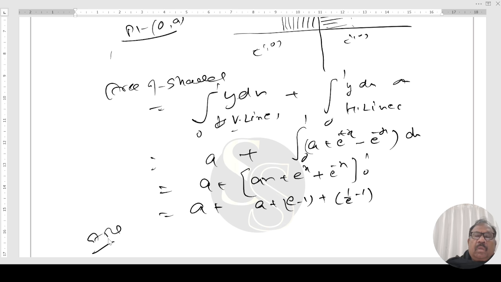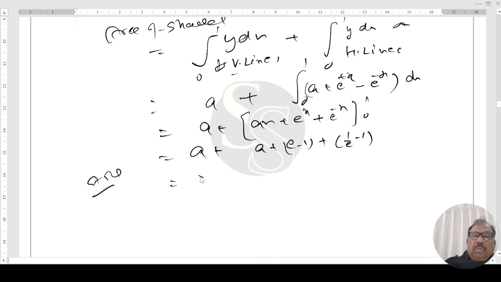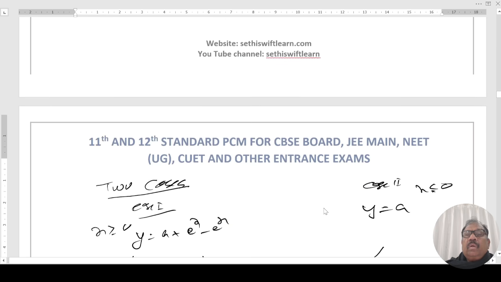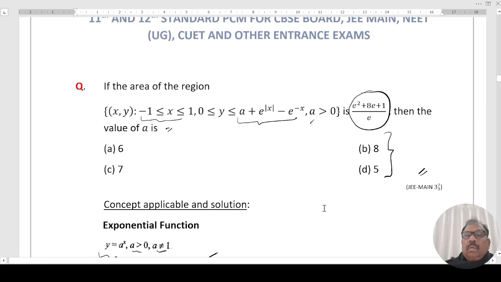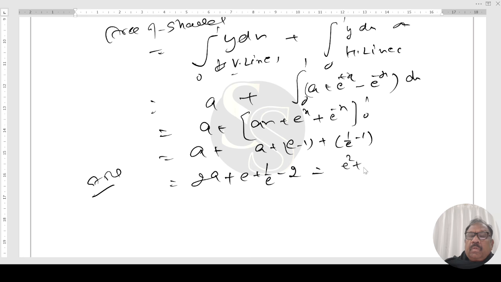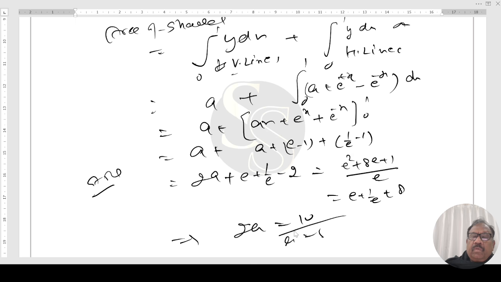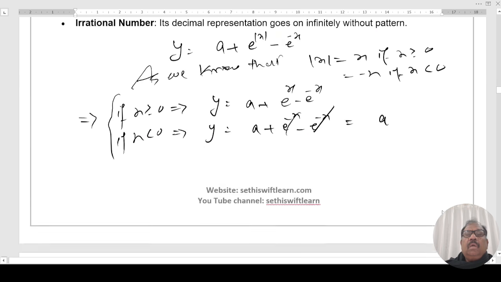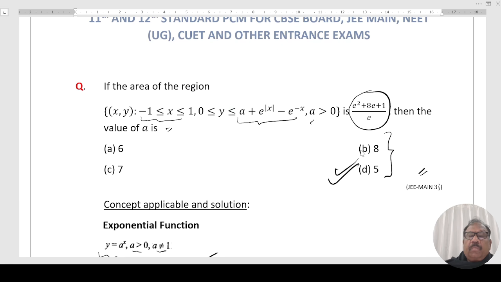According to the question, this area is equal to 2a plus e plus 1 by e minus 2, which is given to you as e square plus 8e plus 1 divided by e. So this comes out to e plus 1 by e plus 8. On simplification, 2a equals 10, a equals 5. This is the answer. D option is the correct option. This is the right answer. Next question.